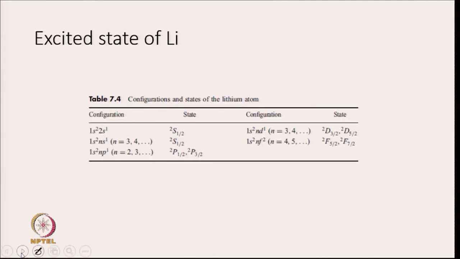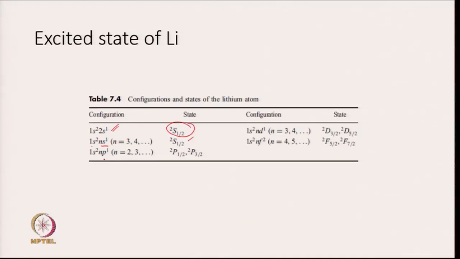So if you look at lithium, what is the ground state? 1s2 2s1, and that state is 2S half. When the excited electron goes to the p state, then you have these two terms. It can go to the d state, which will lead to two different terms. And if it goes to the f state, it can give you two different terms. So this is about one electron going from the ground state to the excited state. The excited state can be the S level, the P level, and D and F. And these are the different terms for different kinds of excited states.